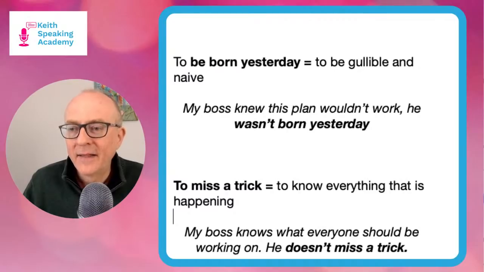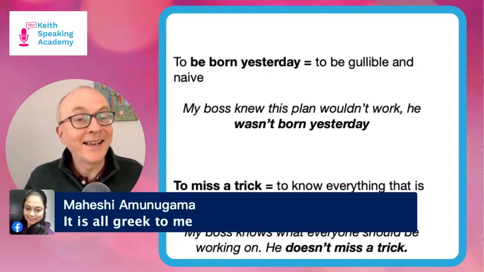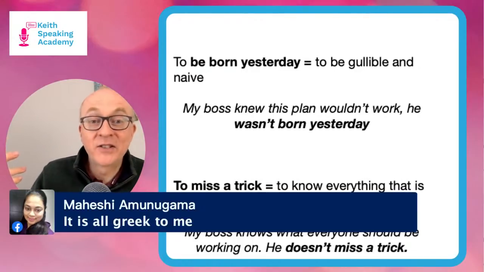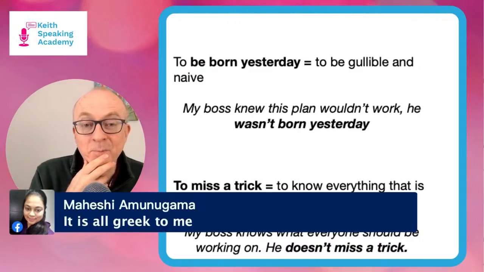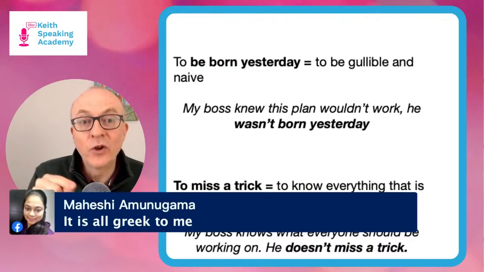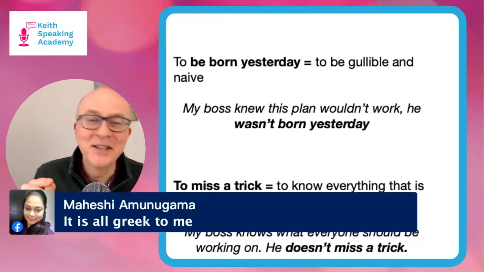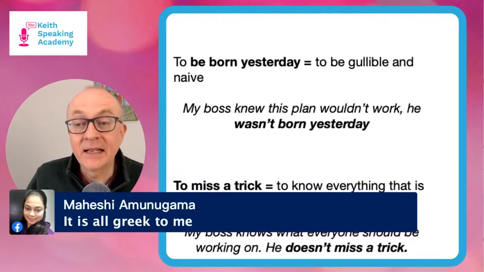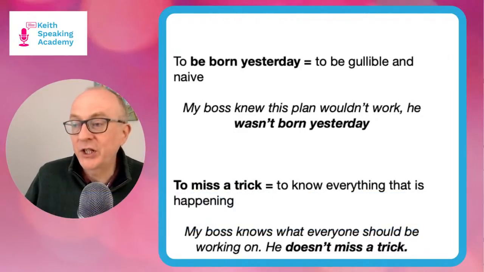Good. This is nice, Maheshi. It's all Greek to me. Yeah. Greek being the Greek language, meaning I don't understand, right? It's all Greek to me. I don't understand. Only non-Greek people can use this expression. If you're from Greece, you can't use it. It's all Greek to me. It doesn't mean anything. I don't understand. Nice. And I've got one more for you before we finish up.